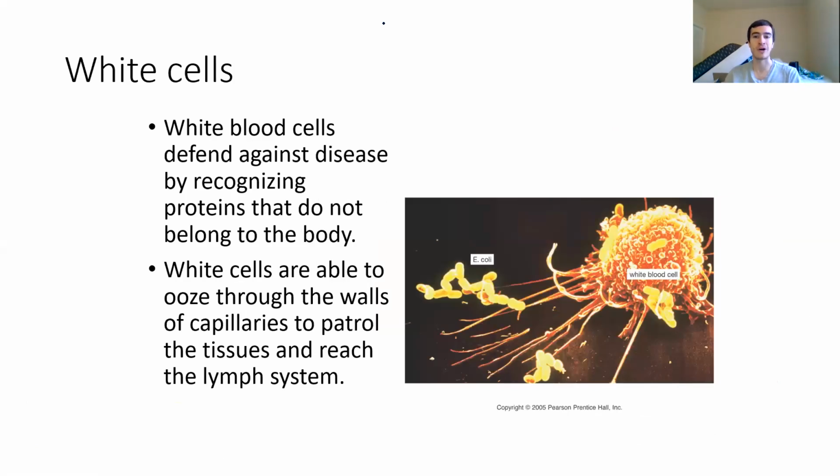Again, white blood cells are our disease fighters. Here's a really cool picture of one attacking these little E. coli bacteria over here. They can recognize certain proteins that bacteria or viruses might have that we don't have on our own cells, and then attack the cells that either don't have the right protein or have too many of the wrong proteins. So they're constantly on patrol in your body and will swarm and attack any cell that they perceive as being not a part of your normal body systems.